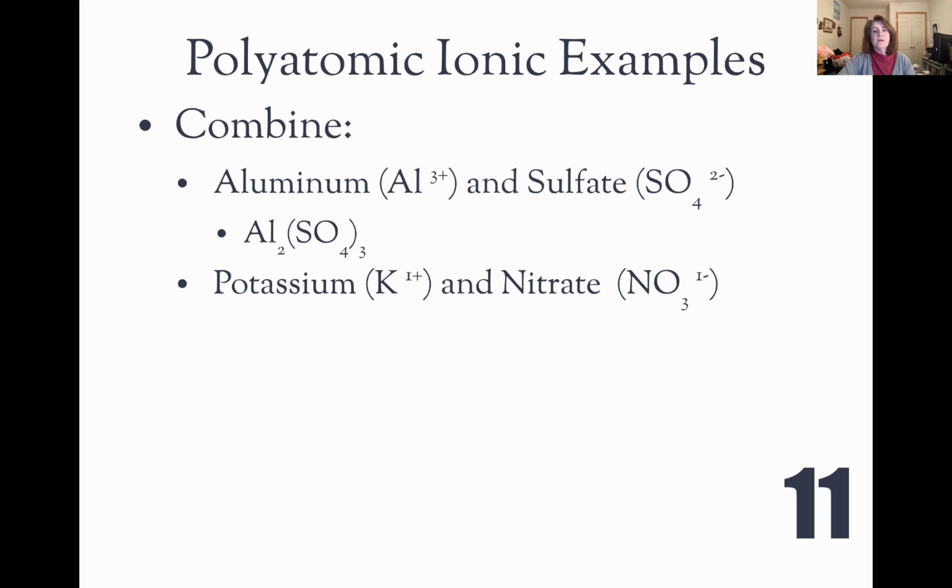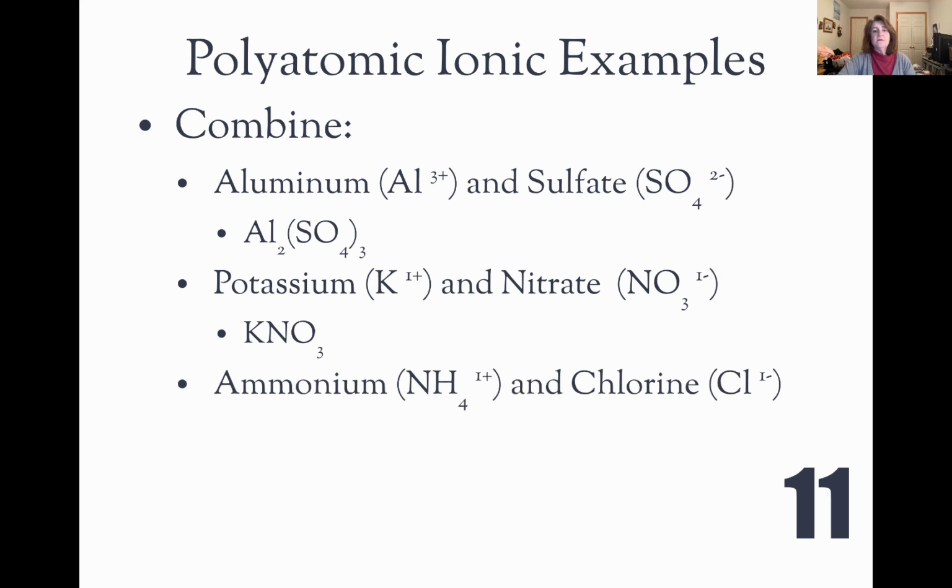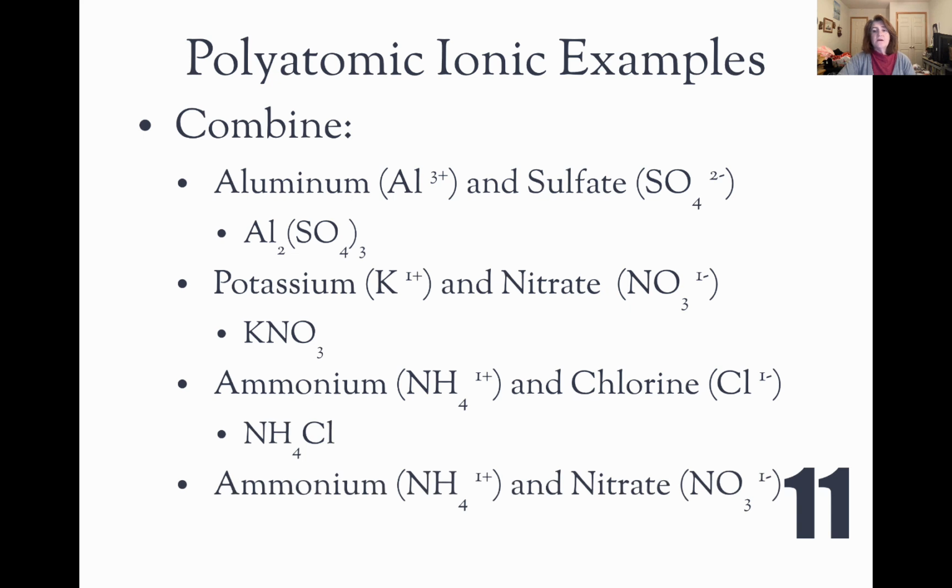Potassium and nitrate would go together to make KNO3. And ammonium and chlorine would go together to make NH4Cl. Ammonium and nitrate, because a polyatomic can bond to itself, another polyatomic, would make NH4NO3.